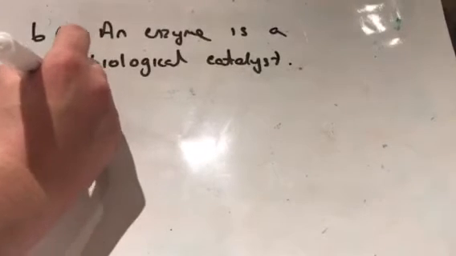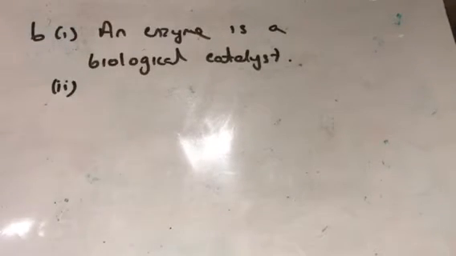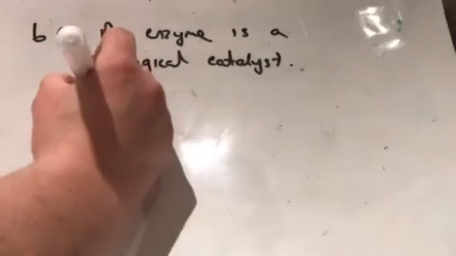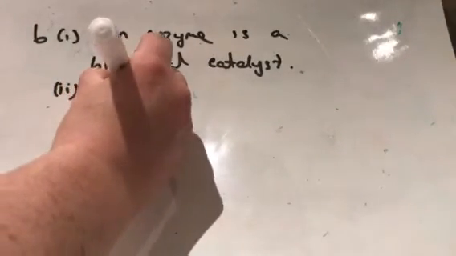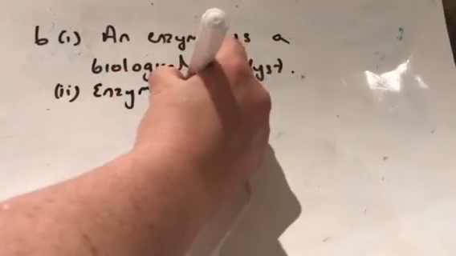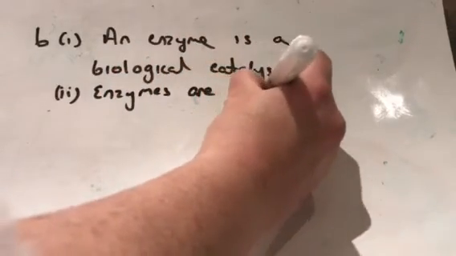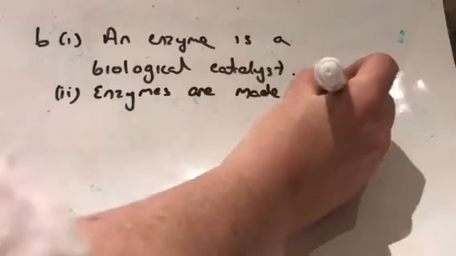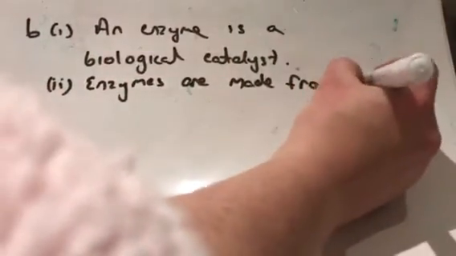Okay. Which type of biomolecule are enzymes? They are asking you there, are they made from proteins? Are they made from fats? Are they made from carbohydrates? Remember, biomolecules are any molecule found in a living thing. They are made from proteins. So enzymes are made from proteins.